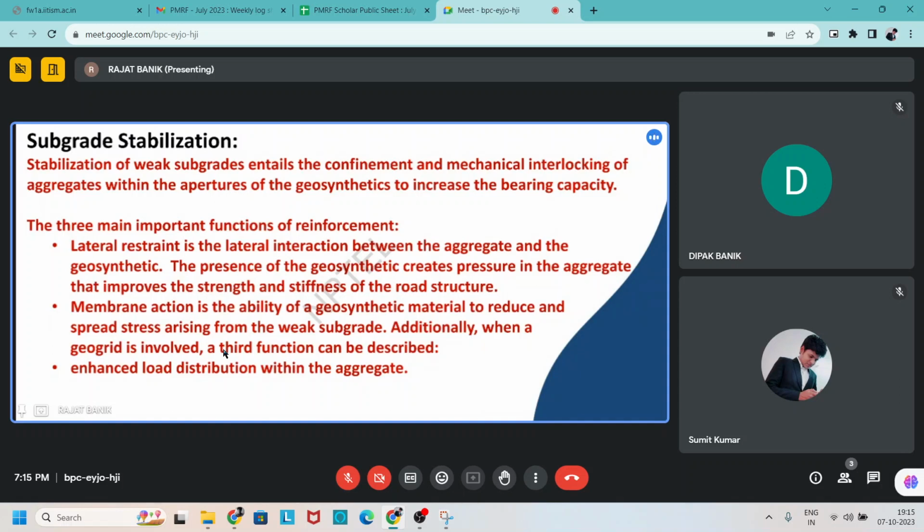Then this geogrid enhances the load distribution in the aggregate. So these are the important functions when geogrid is used as a reinforcement to stabilize the subgrade soil. That means lateral restraint, membrane action, and load distribution.